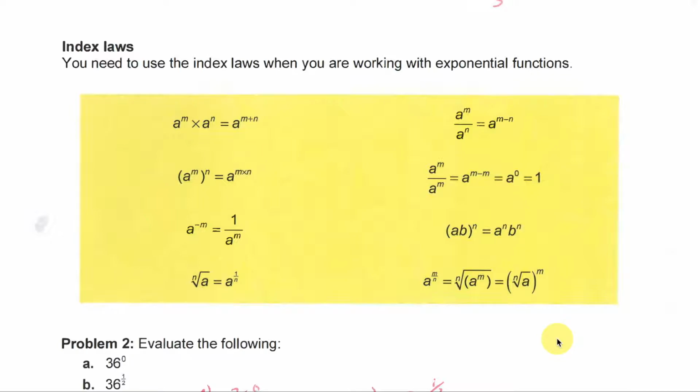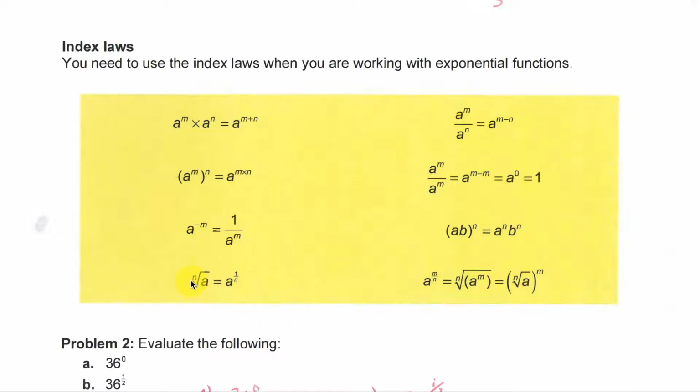Here are our index laws. So if you've got a certain base a to the power of whatever multiplied by that same base a to a different power, simply add the powers together. If it's in brackets, we multiply the powers together. If we have a negative power, then we can rearrange it so that it's 1 over that base to a positive power. Here we've got the nth root of a, and that's simply equal to a to the power of 1 on n. And the most common occurrence of this type of rule is when we have a squared.